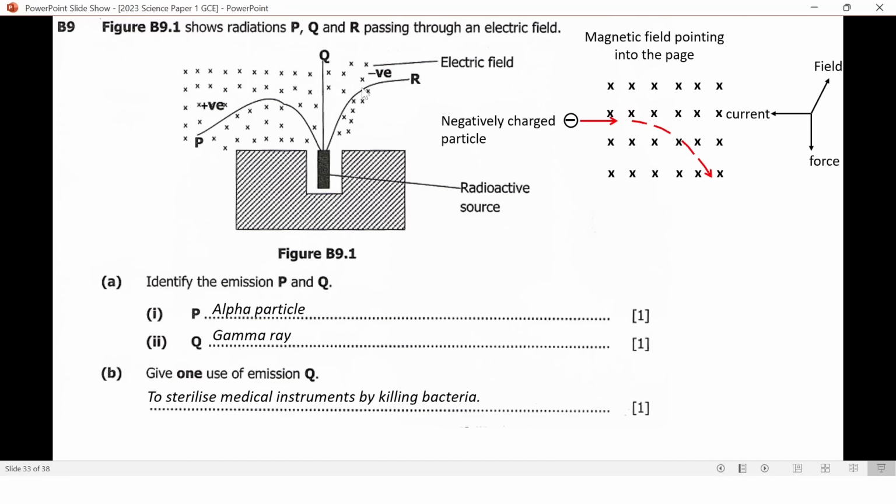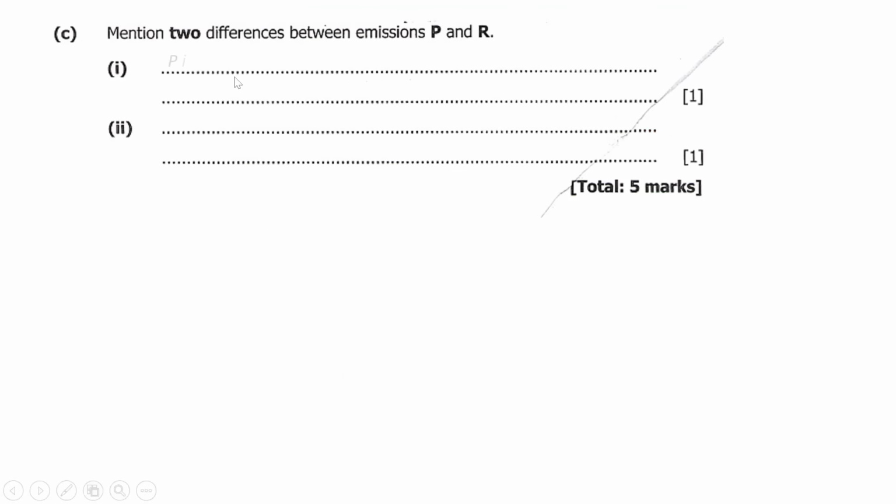This one is actually a fast moving electron. This one here, R, is a beta particle. A beta particle is a fast moving electron. So let's look at our question. Number one, P is a helium nuclide while R is a fast moving electron.